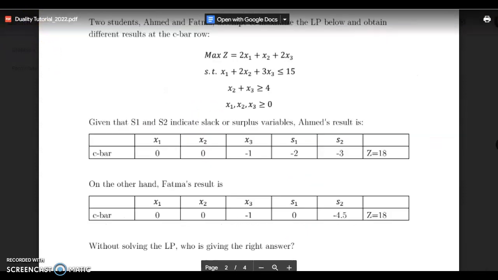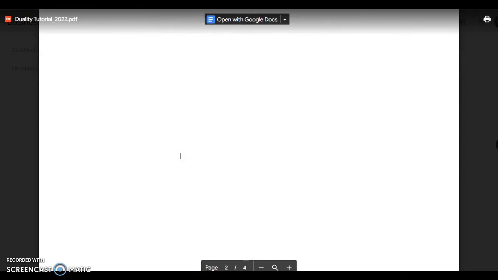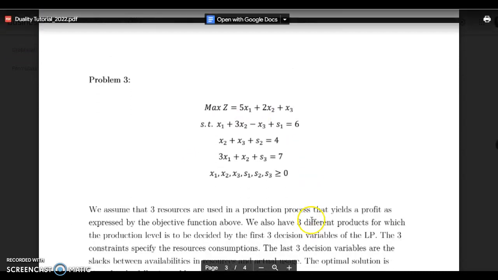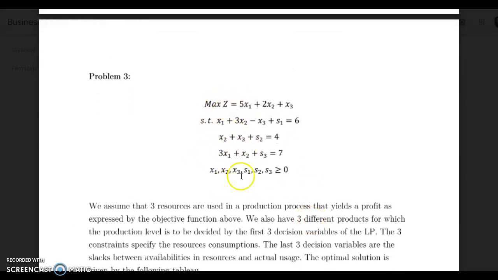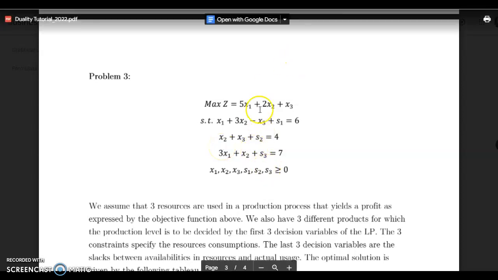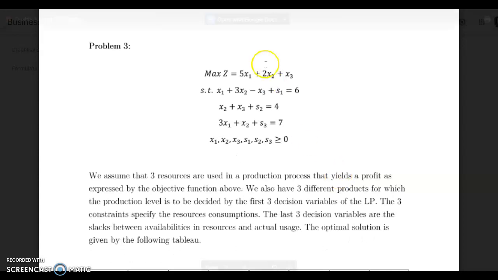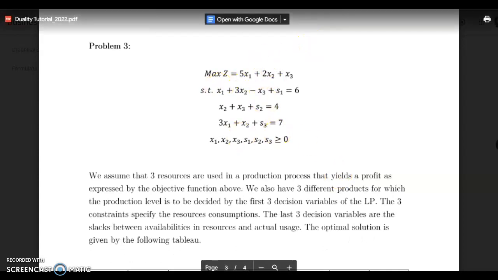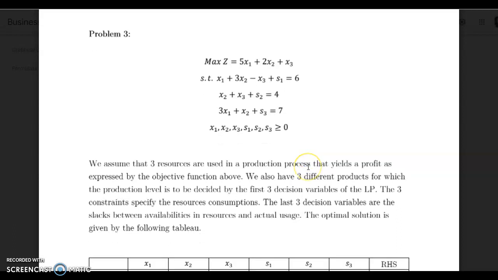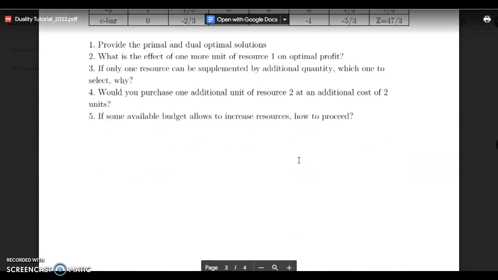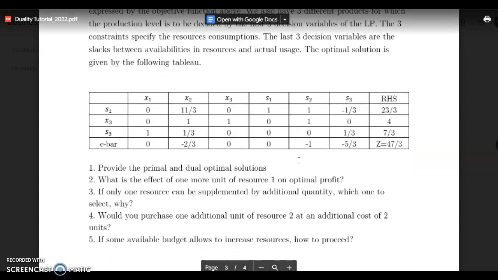Okay, so now let's move on to the third problem. Here we have a maximization problem that's in the standard form, with the slack variables already inserted. We have three resources, three variables and three slack variables. So here we are asked to provide the primal and dual solutions.